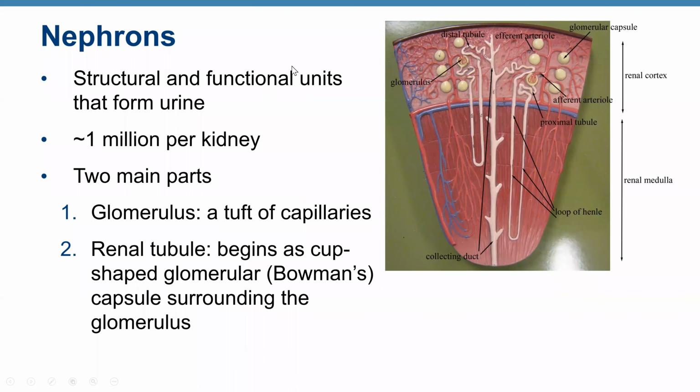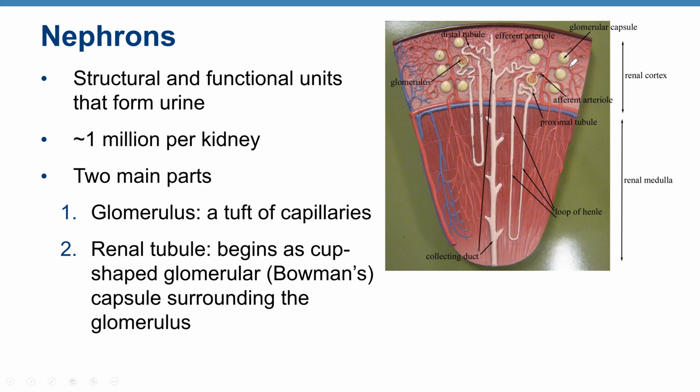Now, what is a nephron? So a nephron is a structural and functional unit that forms urine. It's about 1 million per kidney. And a nephron has two main parts. First is the glomerulus, that is a tuft of capillaries. And the second part, renal tubules, begins at a cup-shaped glomerular capsule surrounding the glomerulus.